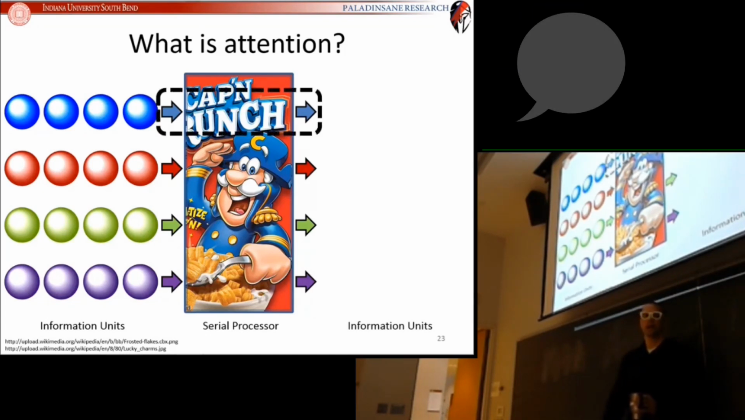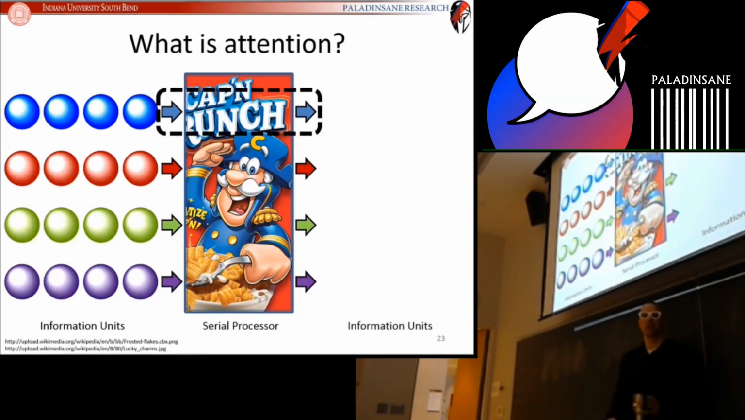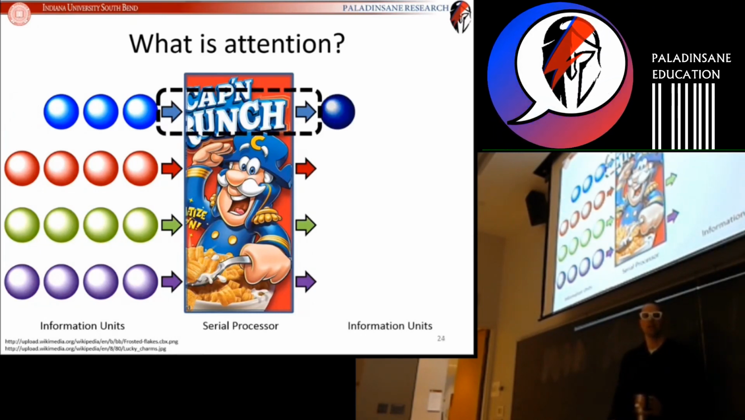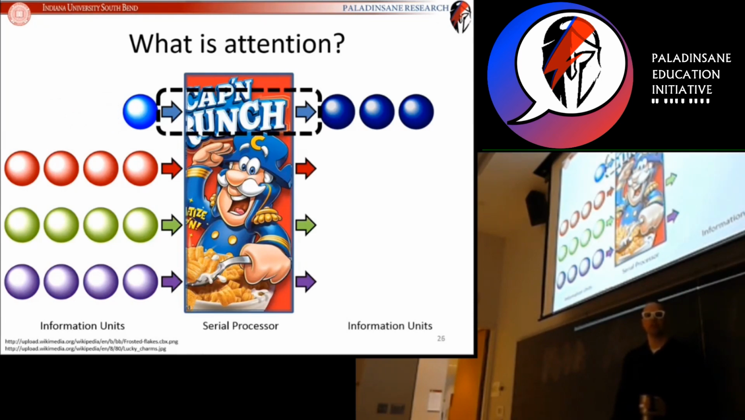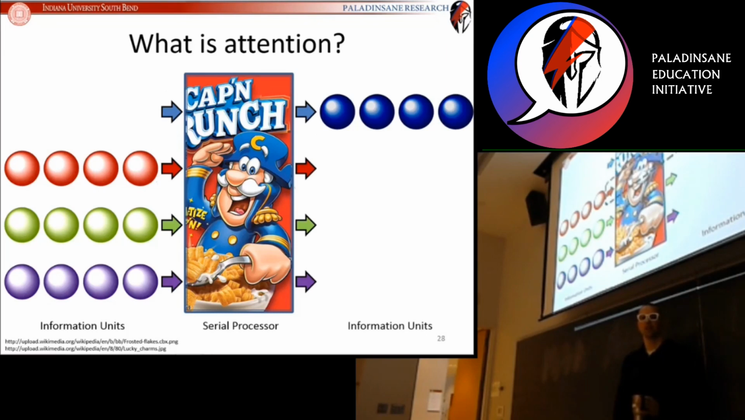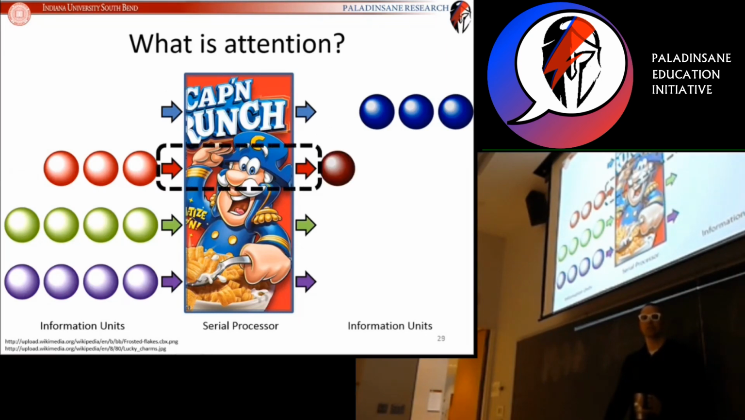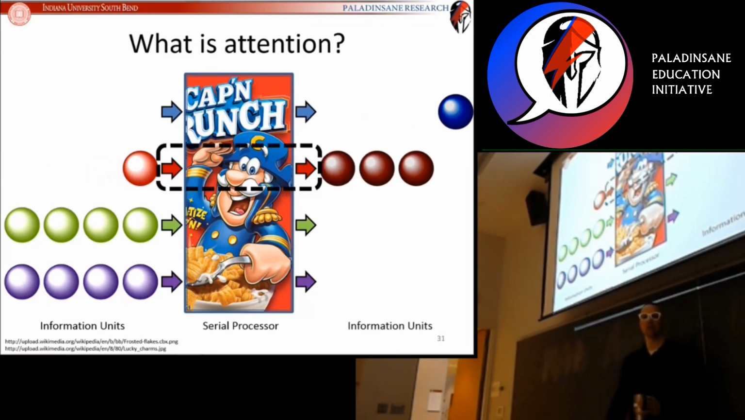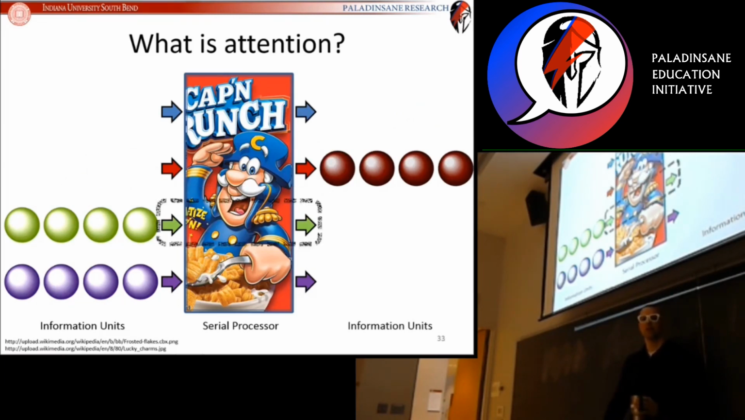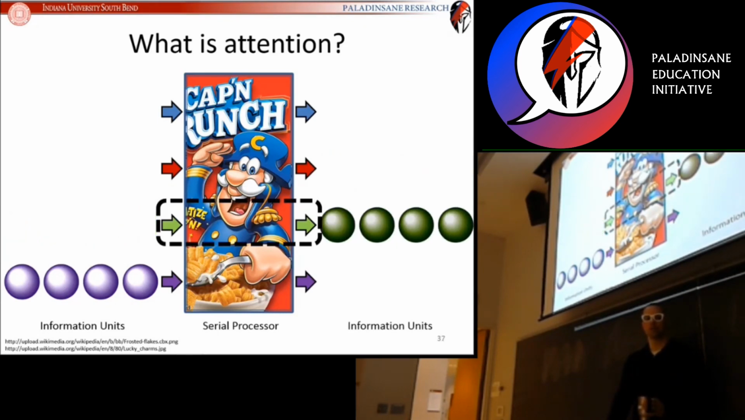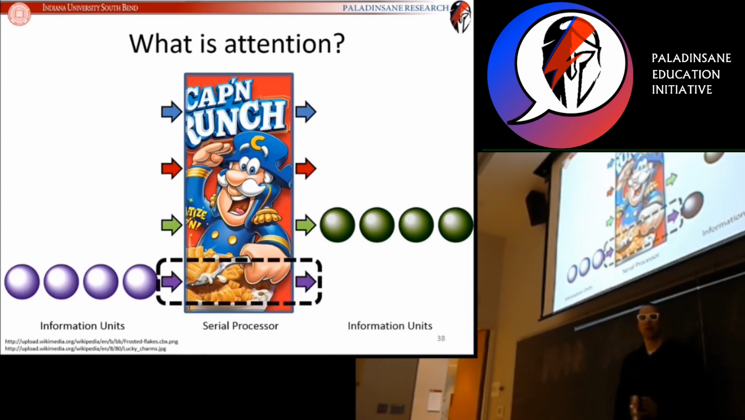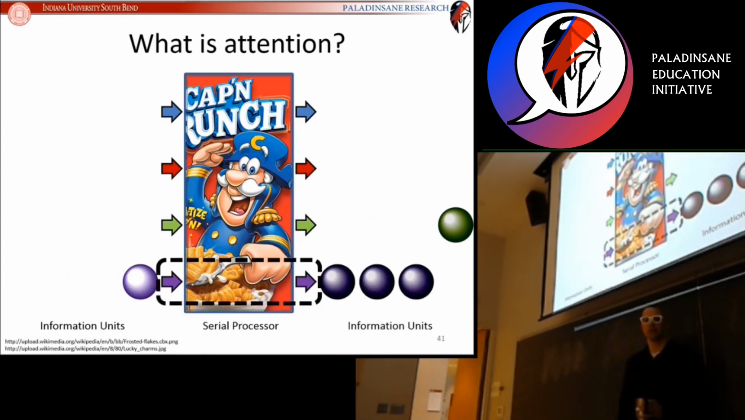And it chooses, let's say, the blue stream, and it processes that information, and it processes all 4 units, and then it's ready to take in the red stream, and it can start processing those units, and the blue stream continues on to another location. Then it's ready to process the green stream, and it takes in those units. And finally, once the green stream is done processing, it is ready to take in the purple stream and to process those units as well.